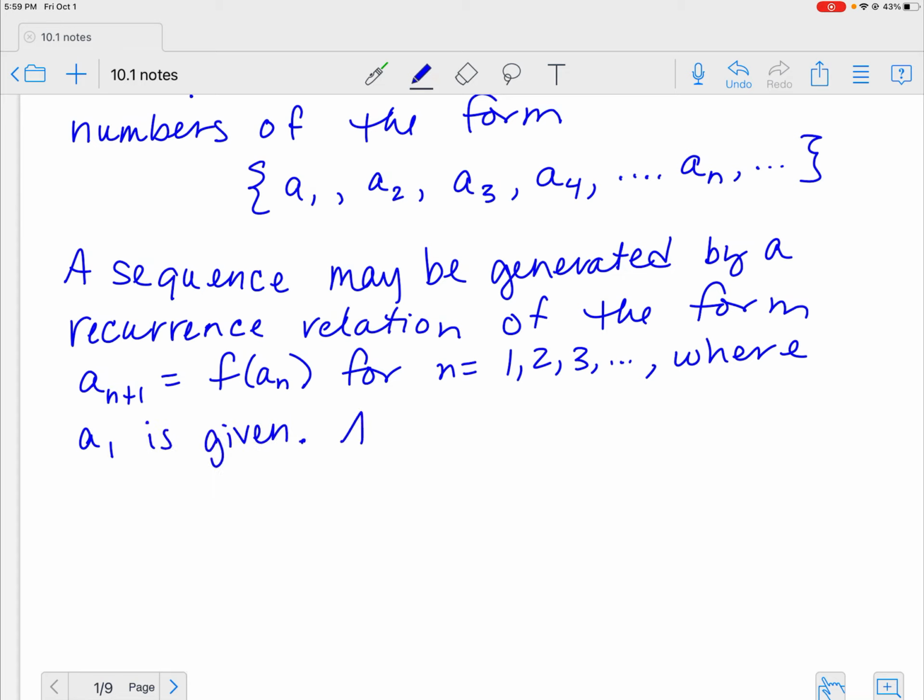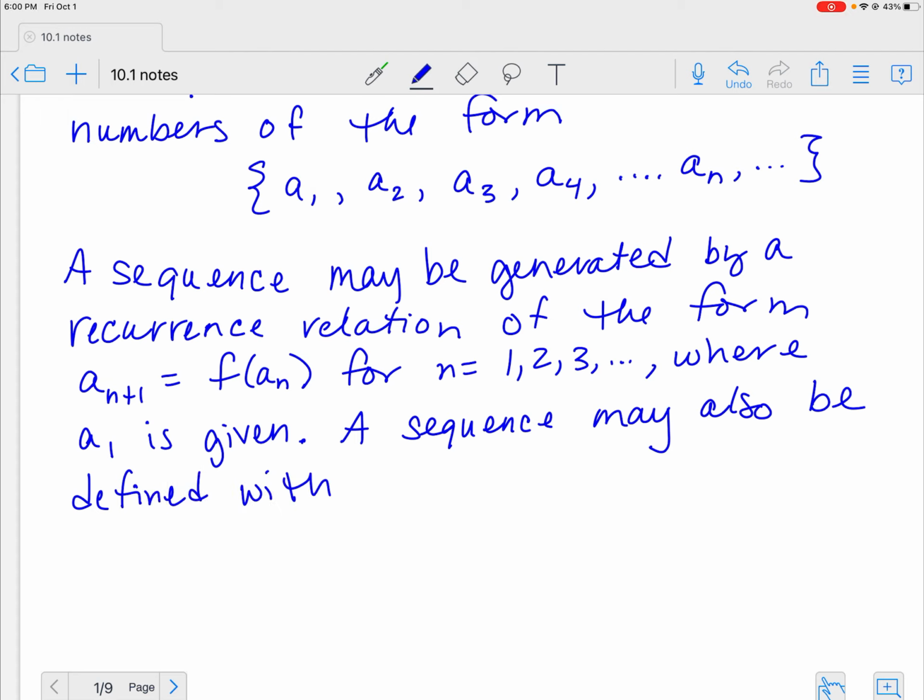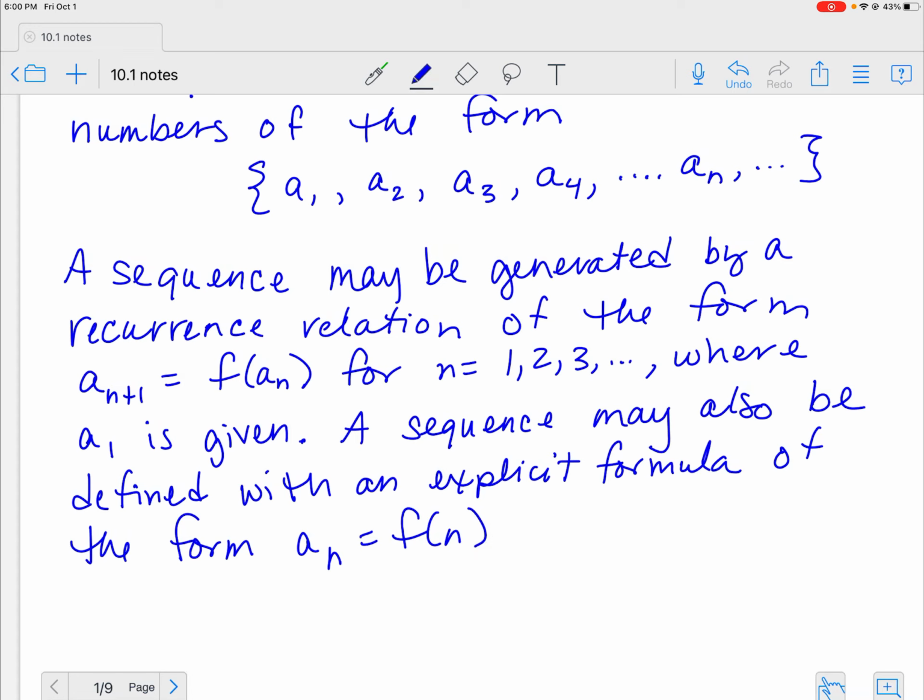Okay, a sequence may also be defined with an explicit formula of the form a sub n equals f of n for n is equal to 1, 2, 3, etc.